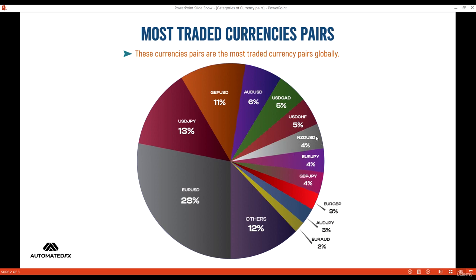We have NZD USD at 4%, Euro JPY at 4%, GBP JPY at 4%, Euro GBP at 3%, AUD JPY at 3%, and Euro AUD at 2%. We have others also, at 12%. That's other currency pairs at 12%. Like I said, we have thousands of currency pairs, but these are the major currency pairs.